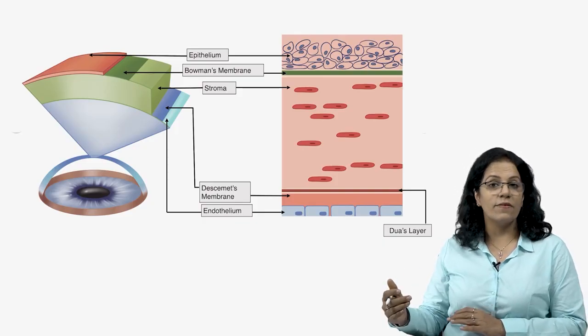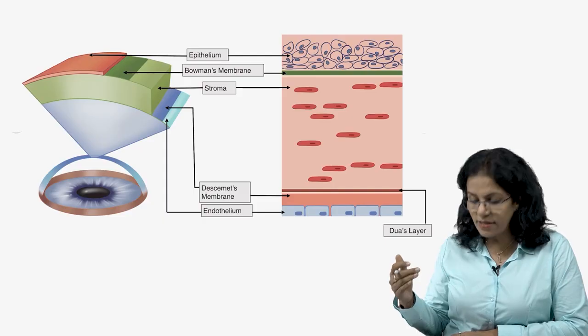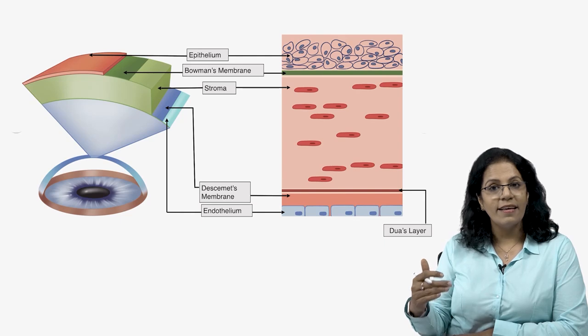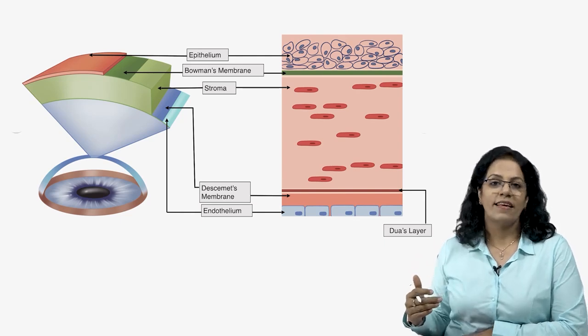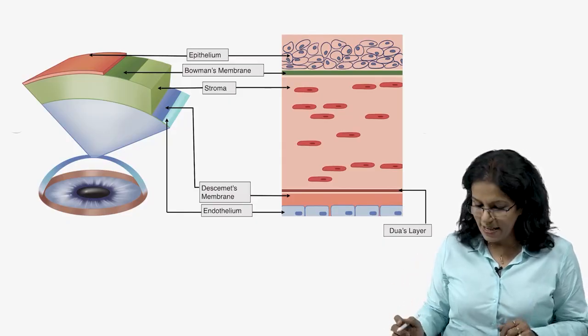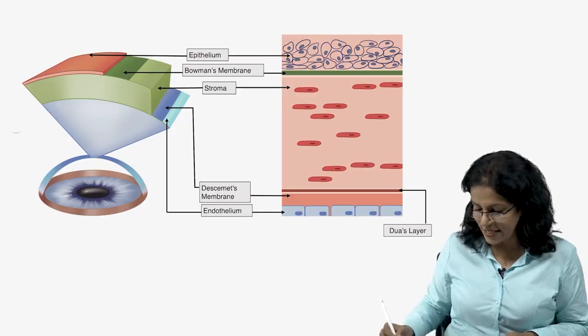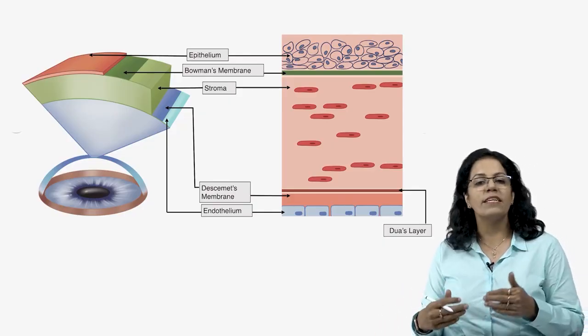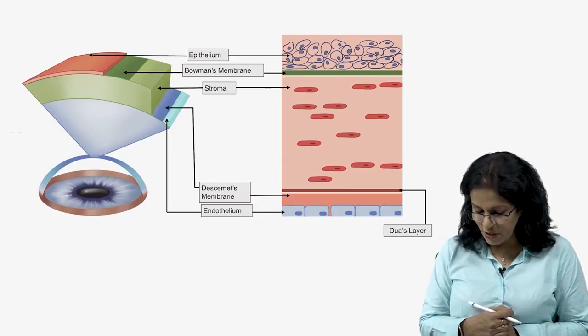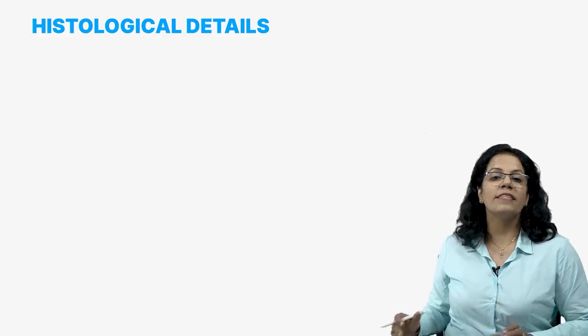This is the 6th layer of the cornea, and that is your Dua's layer. Where is Dua's layer? See here. It is between the stroma and Descemet's. And let us also learn that this is one of the strongest layers. Anyway, we are going to talk about the details of the different layers as histological details shortly. So, next let's talk about the details of each layer.